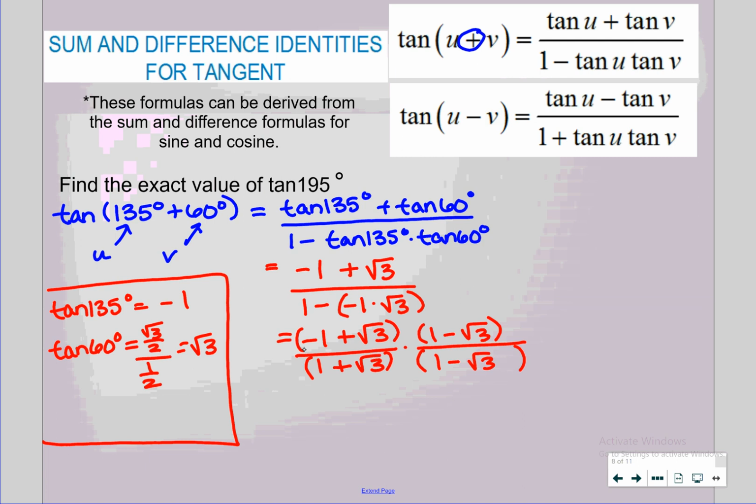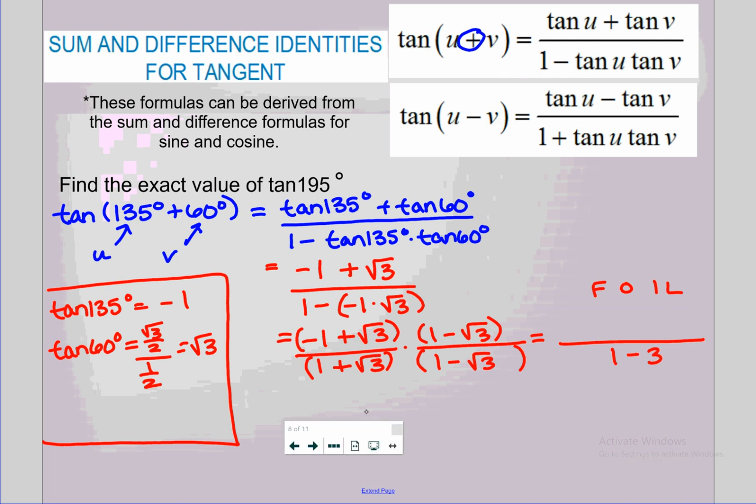Okay. And I'm foiling on the top and on the bottom here. On the bottom, when you foil, they are conjugates, so you only have to do first and last. 1 times 1 gives me 1. Positive rad 3 times negative rad 3 just gives me -3. And then I'll deal with that in a minute.